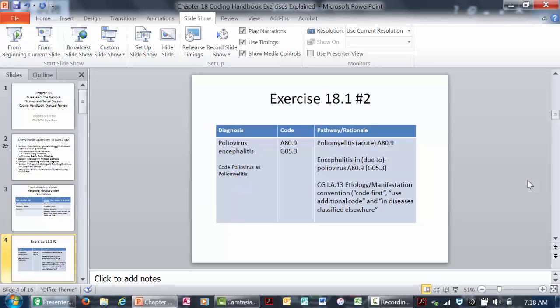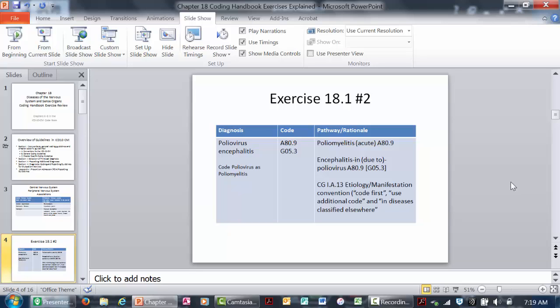Okay, let's look at exercise 18.1, number 2, and this is a poliovirus encephalitis. And I made you a little note here. You code the poliovirus as poliomyelitis. The more you're in the code book, and this is why I encourage you to just be in it as much as you can, because you're going to see times when certain words are always used in place of another word, and the same words are not always used in the medical record as they are in the code book. So you learn what to look for. This is one example where poliovirus would be coded as poliomyelitis.